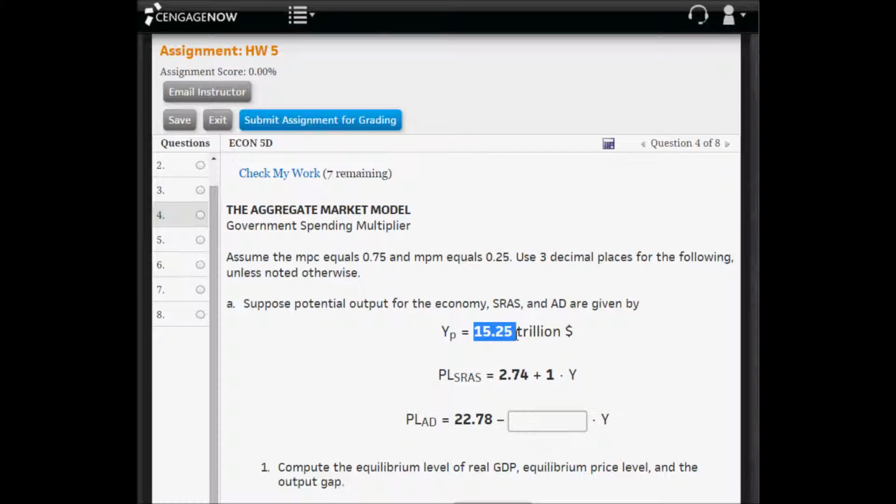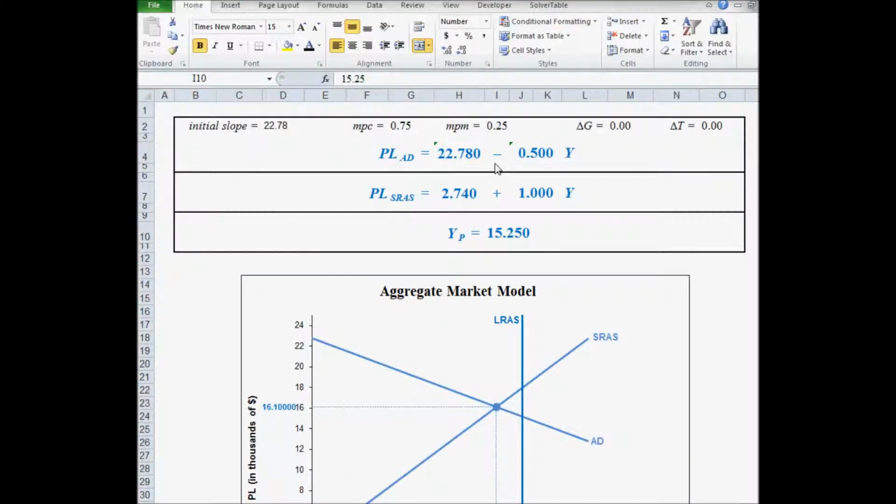Potential GDP is given as 15.25. Short-run aggregate supply has an intercept of 2.74 and a slope of 1. Aggregate demand has an intercept of 22.78. As you can tell, all of the values from the problem have been inserted into this Excel spreadsheet.